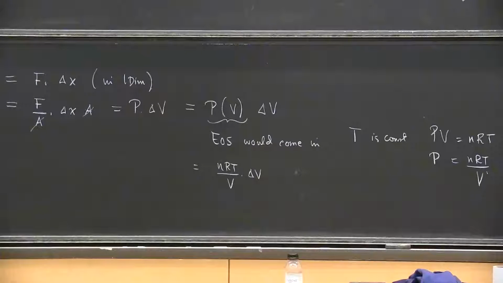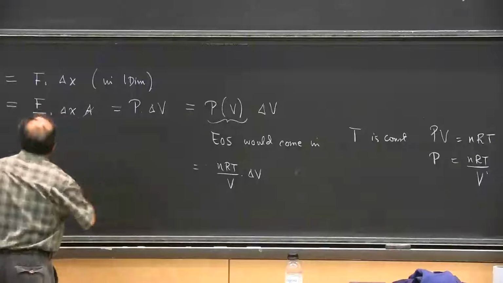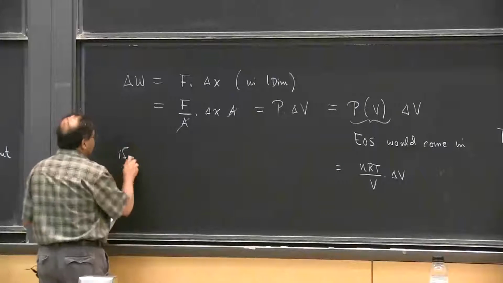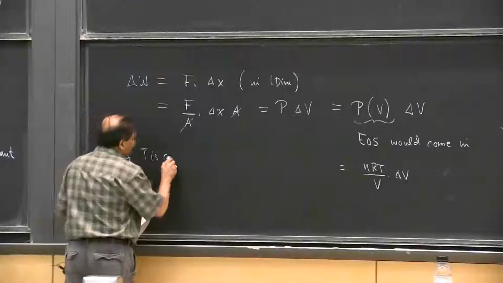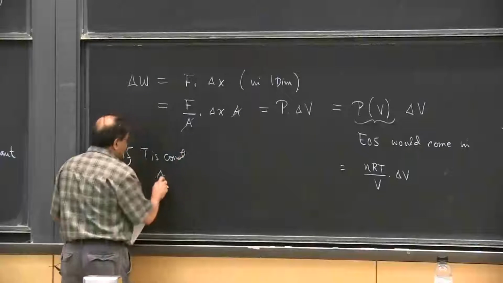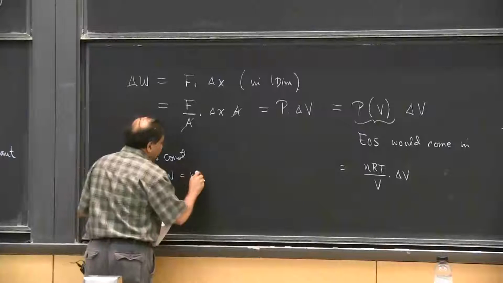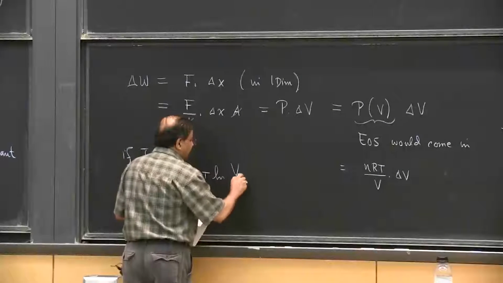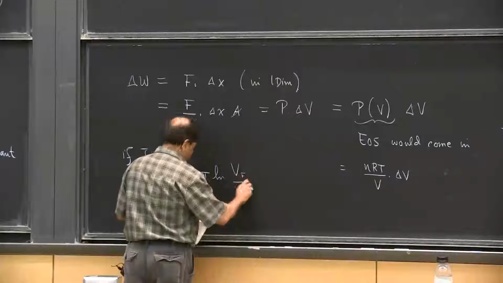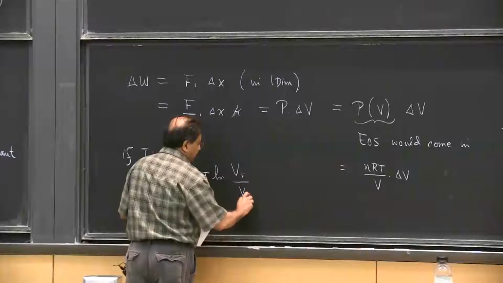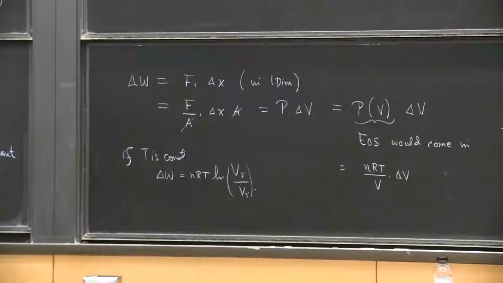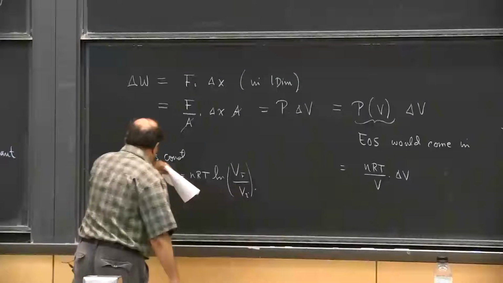But I can give you the formula. If you actually work it out, if T is constant, then delta W will be nRT times the log of the final volume over the initial volume. That's the formula all books have. It's trivial to derive if I actually do an integration, but of course I won't do that.